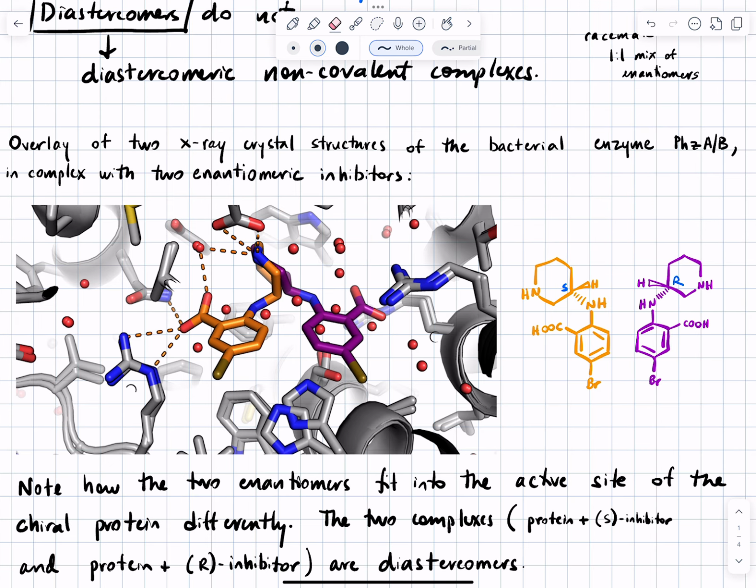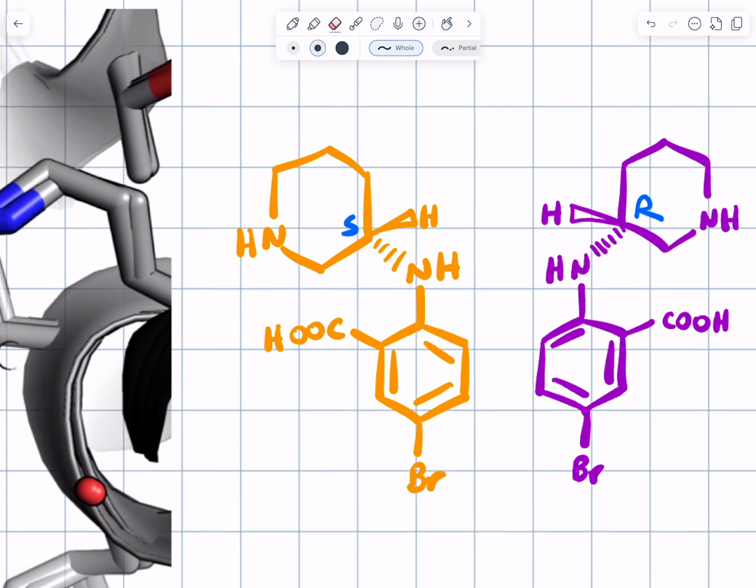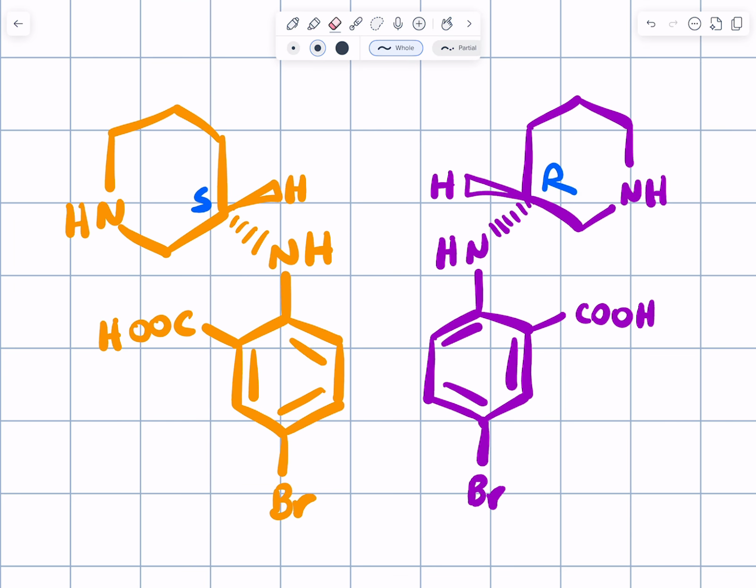Okay, here are two enantiomers of a small molecule, and they both bind the same protein, but they bind in different orientations. So the purple enantiomer has one stereocenter, its configuration is R. The orange enantiomer has the same stereocenter, but its configuration is S. You can see the difference, right? You'd be able to tell that those are enantiomers.